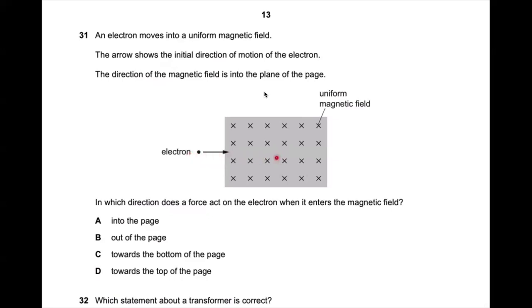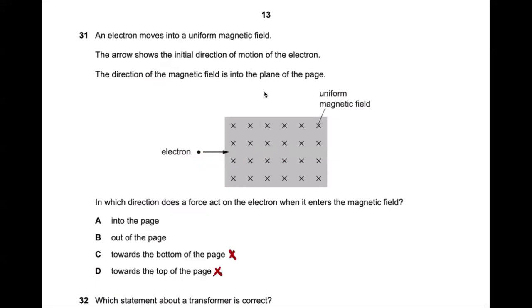So if current is like this, or this in this case, I'll get to that in a moment, and the field is into the page, then for the force to be perpendicular, it must either move upwards or downwards. That's just what my left-hand rule tells us.